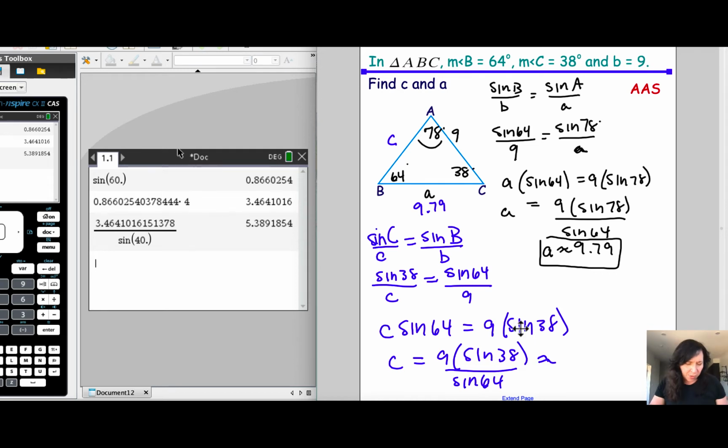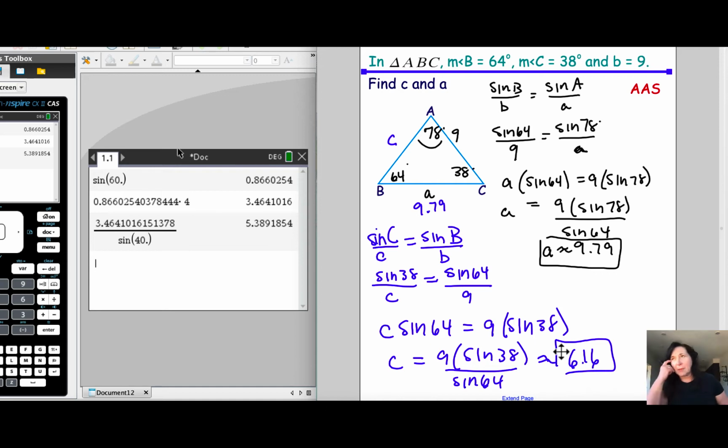And this is going to be about, sine of 38 is about 0.615. I'm going to multiply that by 9, and I'm going to take that answer and divide it by parentheses. Always use parentheses if you can. Sine of 64, and hit enter. I get about 6.16. So this is about 6.16.